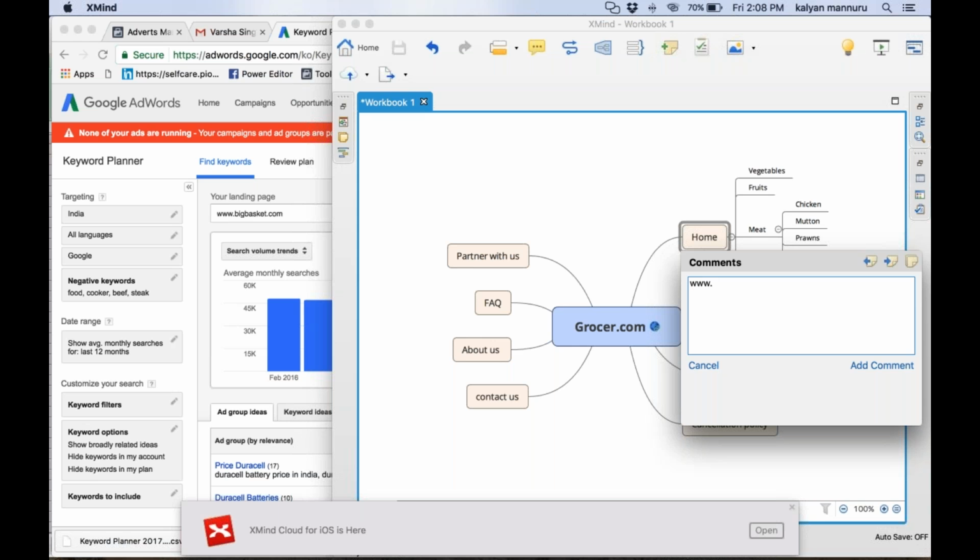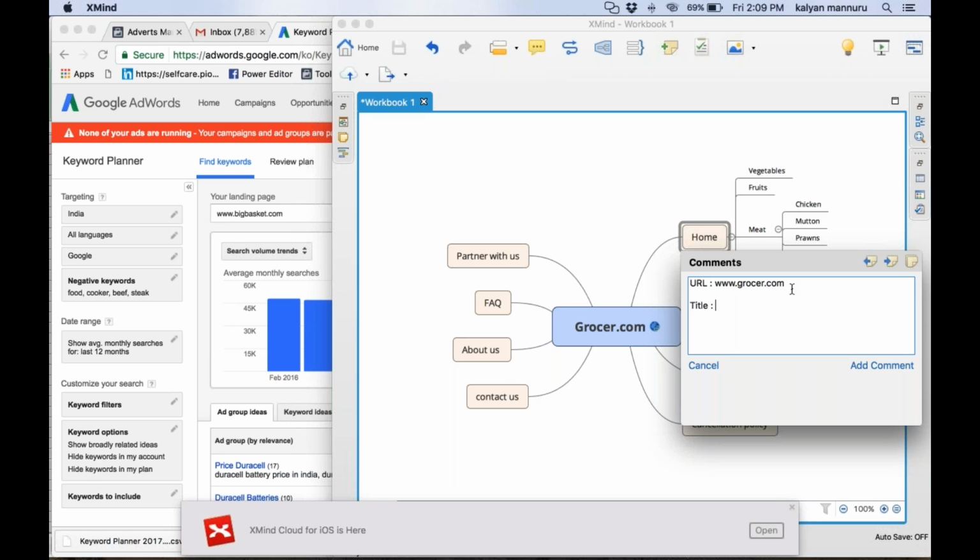So what should be the URL for my website? Grosser.com. This is my URL. And what is suggested? Title. Title is the meta title. It is what the Google crawler collects to index the page, the metadata of the page.